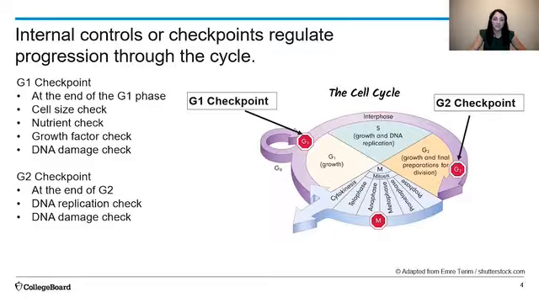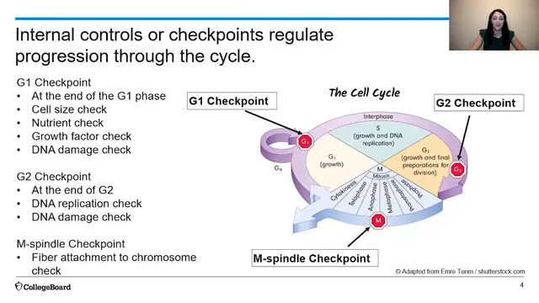So at the end of G2, the DNA is replicated, and so the cell is checking to make sure that replication occurred properly, and it's checking to make sure, again, that there's not any damage to the DNA. Our last checkpoint is the M spindle checkpoint. At this checkpoint, the cell is making sure that the fibers have attached to the chromosomes properly so that mitosis can occur accurately and we can get the right amount of DNA into both of the new daughter cells.